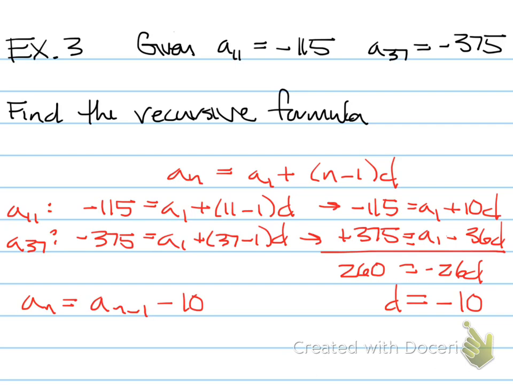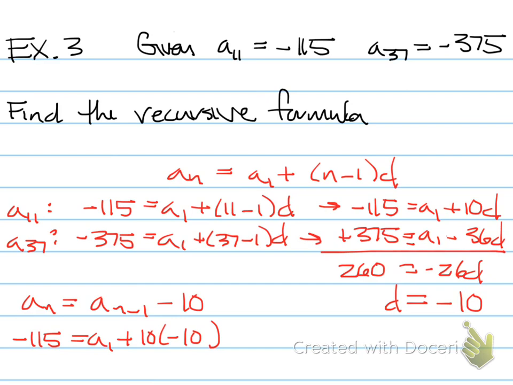So since the common difference is negative 10, we can write the recursive formula: a sub n equals a sub n minus 1 minus 10. To find out what the first term is, we could just plug in negative 10 into either one of those equations, those simplified equations on the right side.